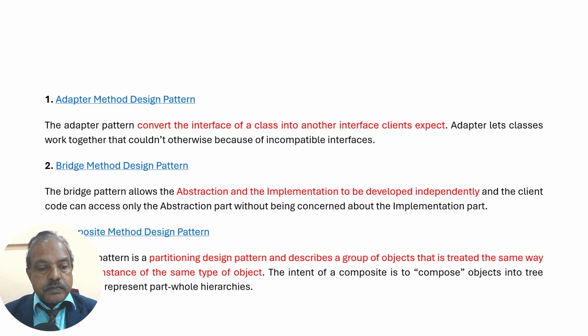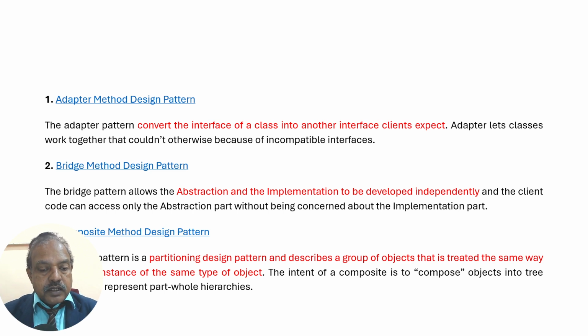Then the bridge method design pattern. The bridge pattern allows the abstraction and the implementation to be developed independently. One is the abstraction, the second one is the implementation. They are allowed to be developed independently, nobody depending on the other. And the client code can access only the abstraction part without being concerned about the implementation part. So the client can access only the abstraction part, but the implementation details they cannot access. This is the bridge method design pattern.